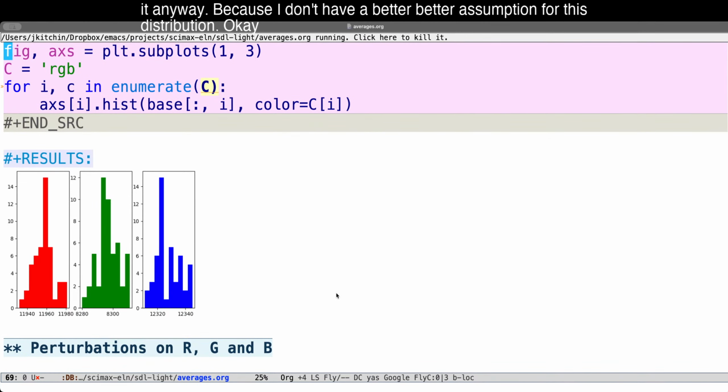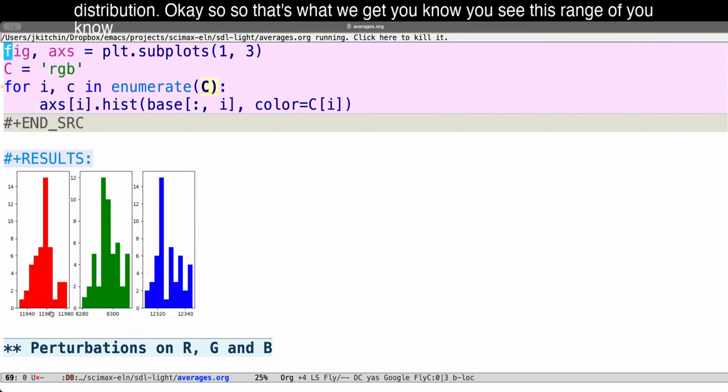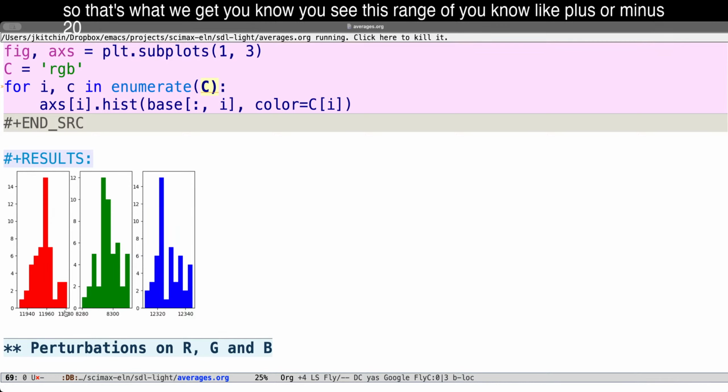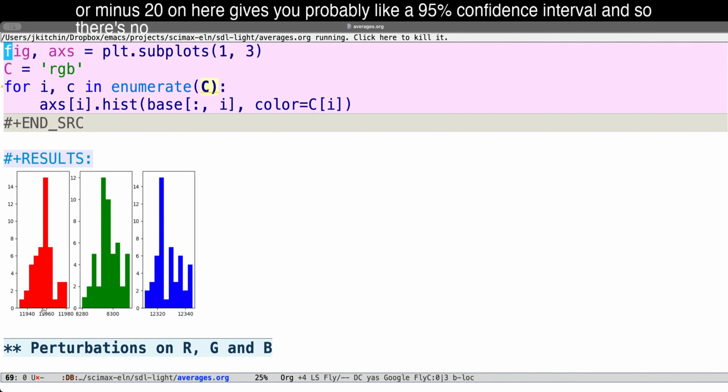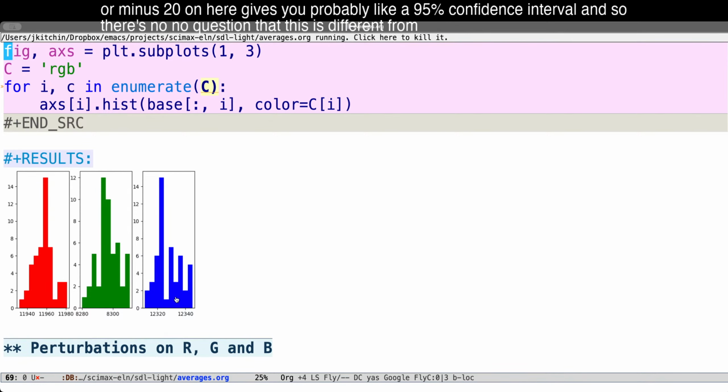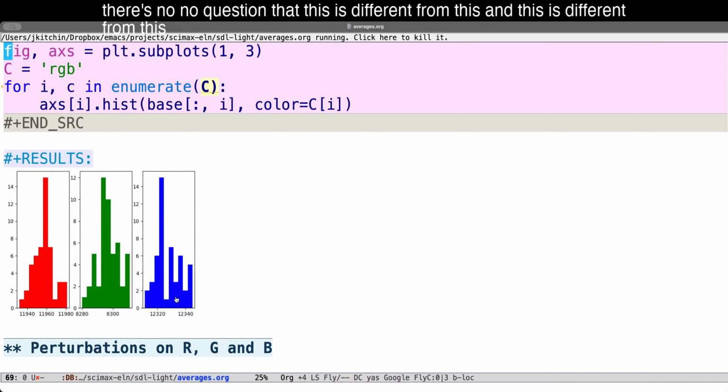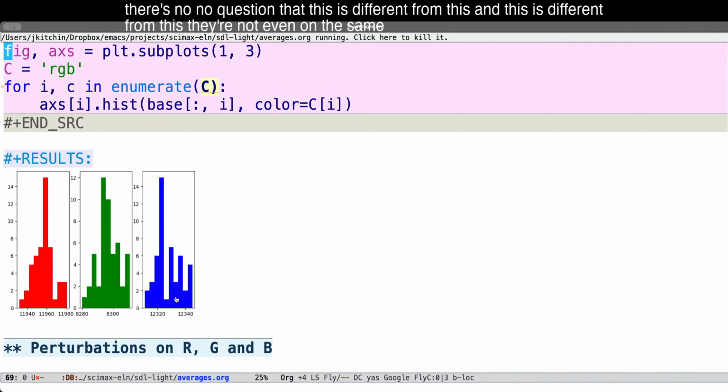Okay, so that's what we get. You see this range of like plus or minus 20 on here gives you probably like a 95% confidence interval, and so there's no question that this is different from this and this is different from this. They're not even in the same space. No overlap at all.